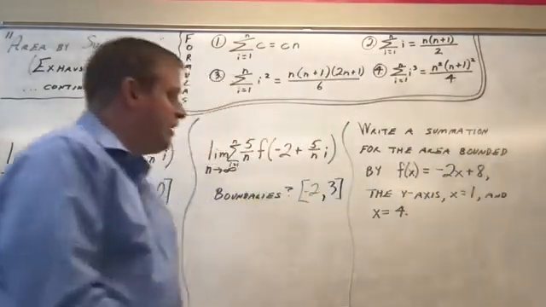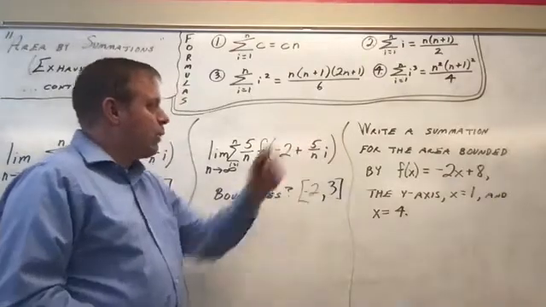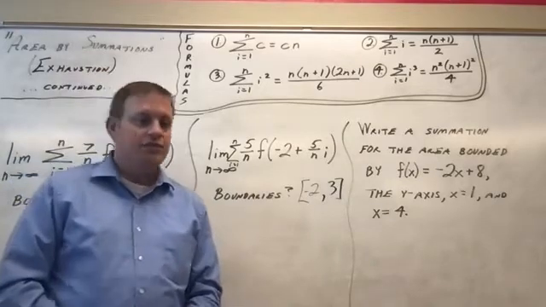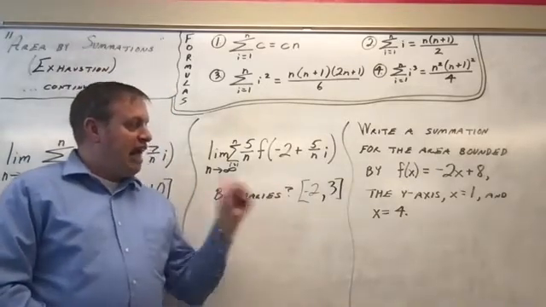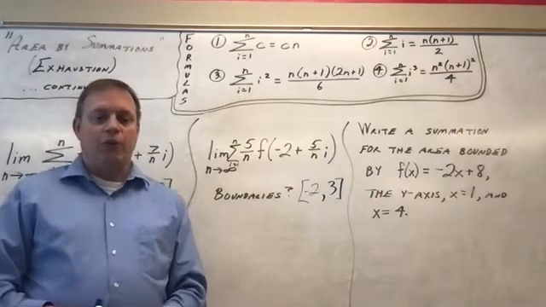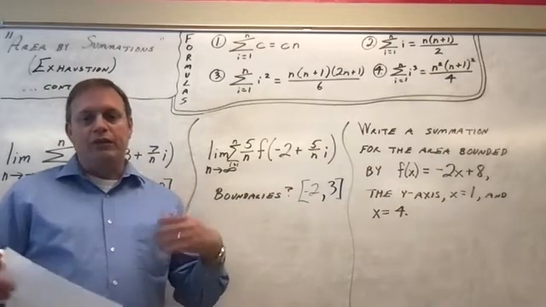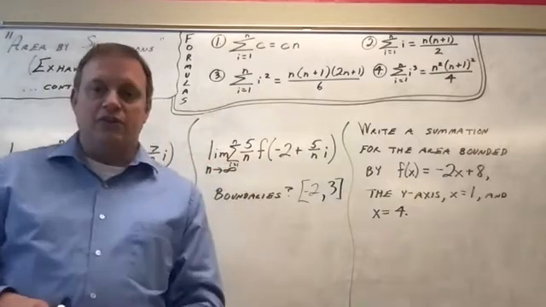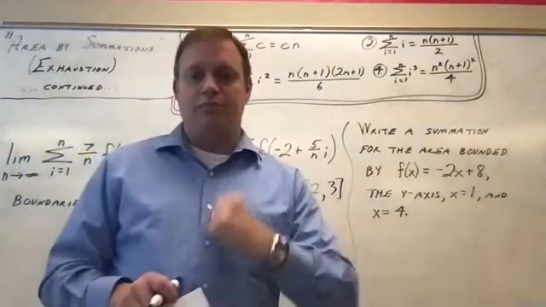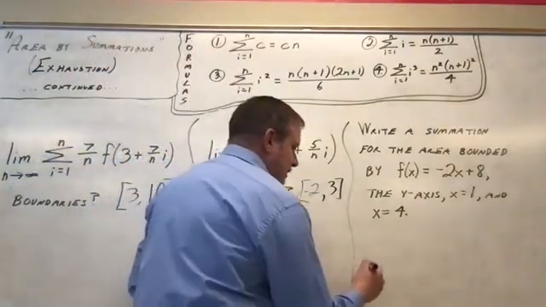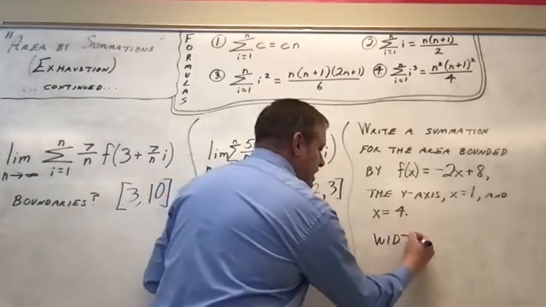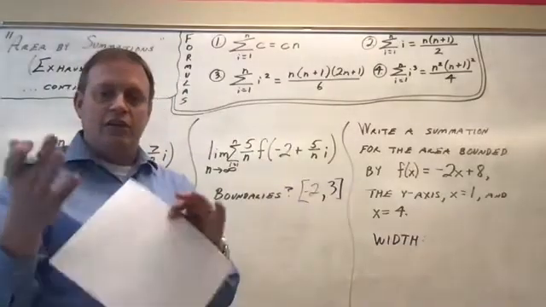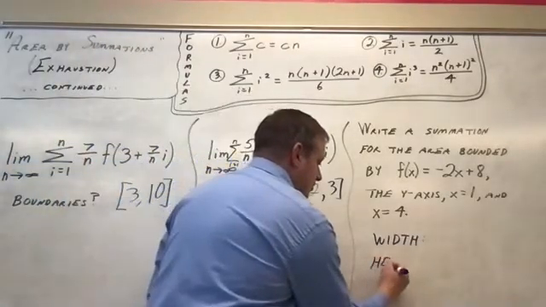Now, what I'd like to focus on, though, is we want to write a summation for the area bounded by the function -2x plus 8, the y-axis, x equals 1, and x equals 4. Now, we know it's going to be a limit process because we could use an infinite number of rectangles. n can be as big as we want it to be. So let's start with the two things that we need to find the area of a rectangle, namely the width and the length, or in this case, we'll call it the height.